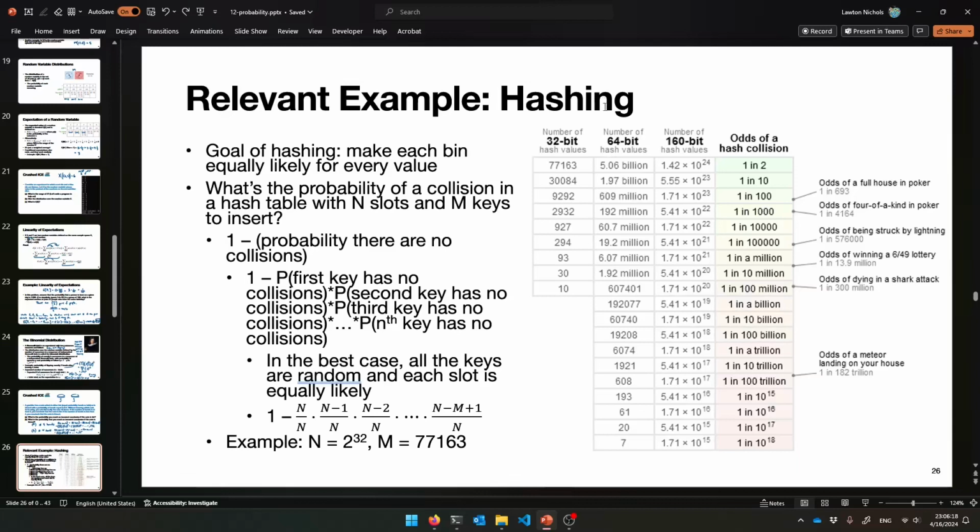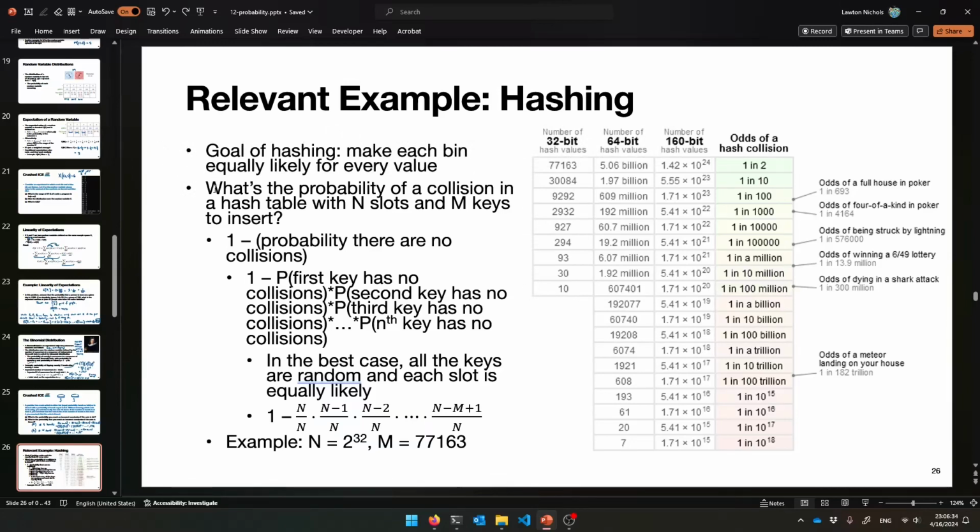We want to make sure that our hash tables are wide enough so that we don't collide too often, because that's the goal of hashing, right? We want to make each bin, each bucket, whatever you want to call it, equally likely for every value that you could possibly put in your hash table, okay?